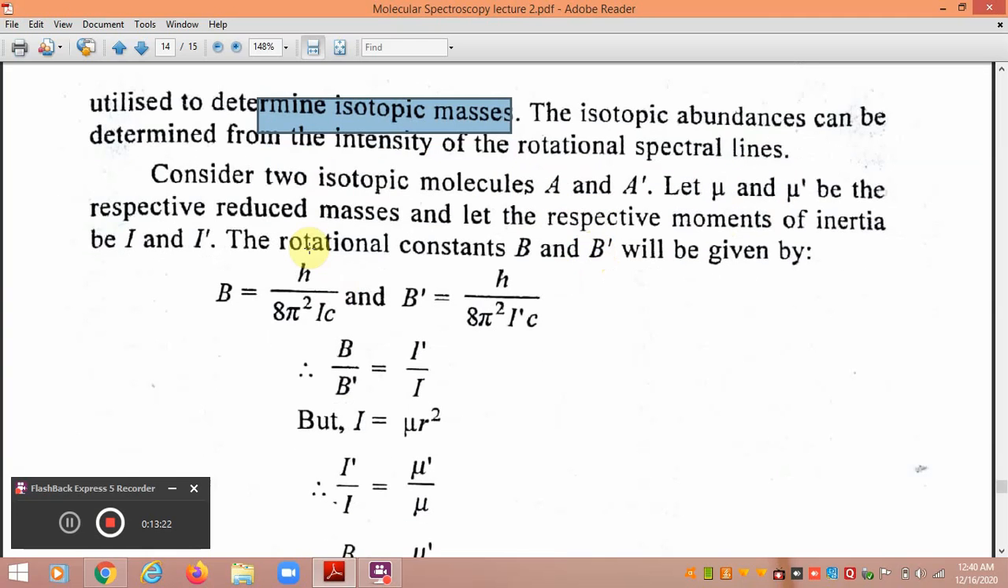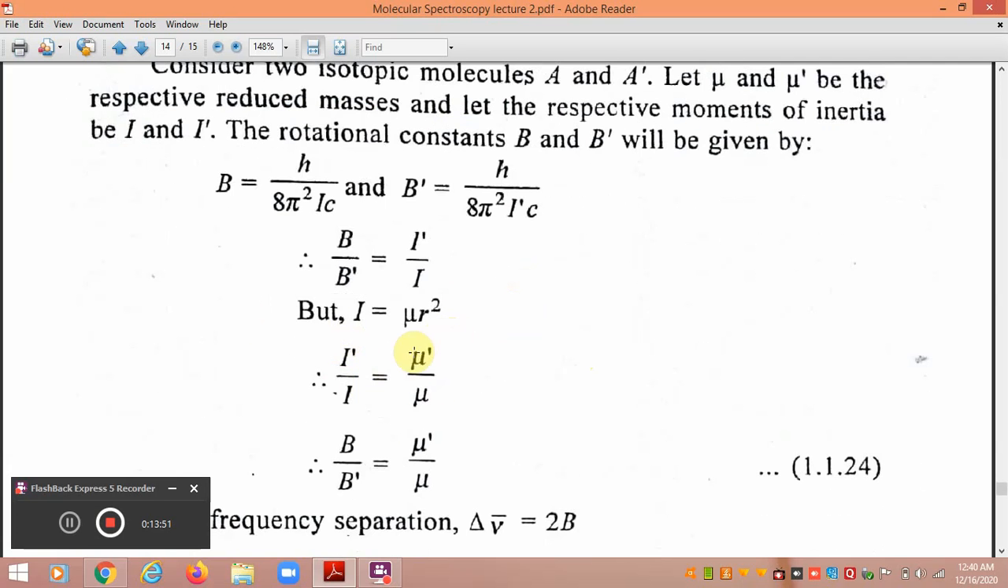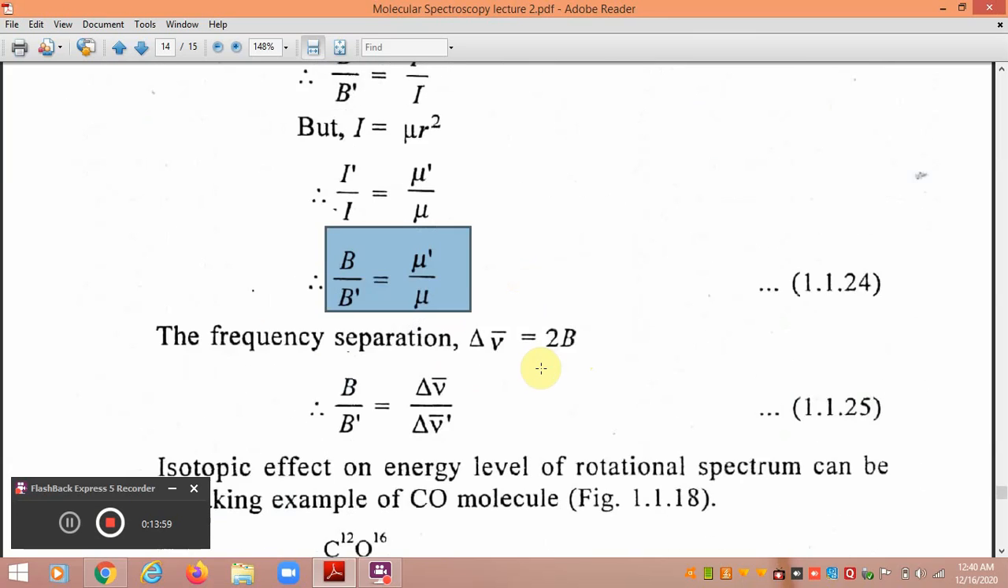Suppose we consider here two isotopic molecules A and A prime. Their reduced masses will be mu and mu prime, having moments of inertia I and I prime, and their rotational constants will be B and B prime. As B is equal to h upon 8 pi square I c, therefore B prime will be h upon 8 pi square I prime c. So B upon B prime, everything else will cancel, only I prime upon I remains, because B and I are inversely proportional. But I is equal to mu r square, moment of inertia. Therefore, I prime upon I is equal to mu prime upon mu, so we can conclude B upon B prime is equal to mu prime upon mu.